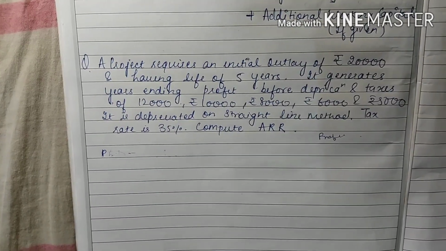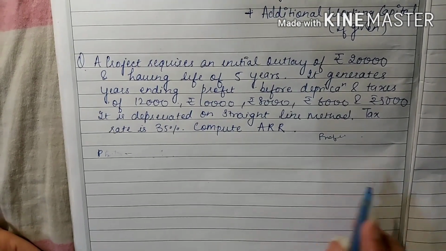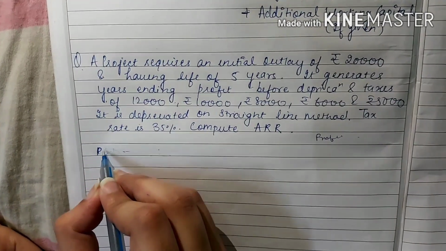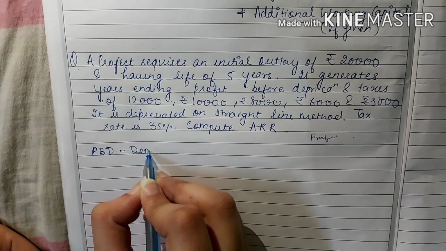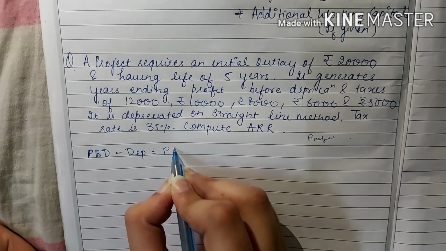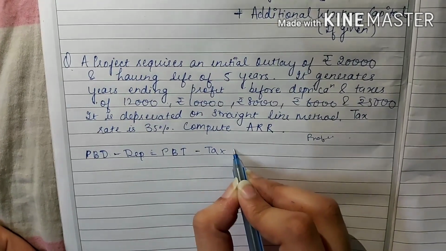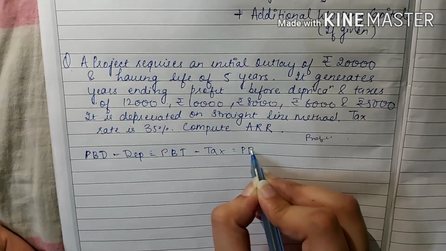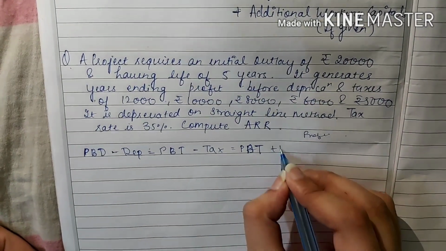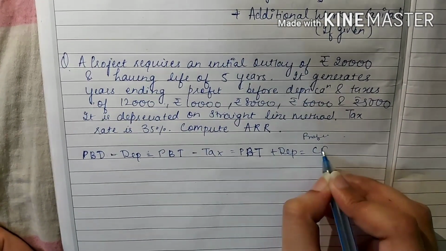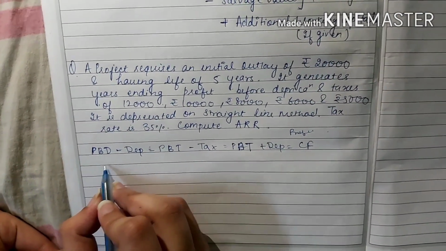So to compute ARR, we have to find out profit after tax. In order to find profit after tax, we have to deduct depreciation from profit before depreciation. Here we are left with profit before tax. Now we have to deduct tax from profit before tax and we will get profit after tax. In order to find out cash flow, you have to add depreciation to it. Then you will get the amounts of cash flow. Now we will solve the question.